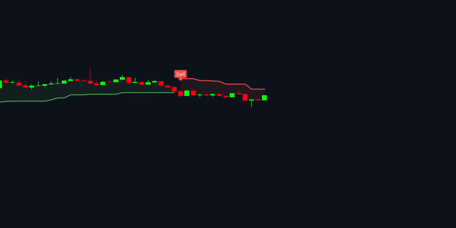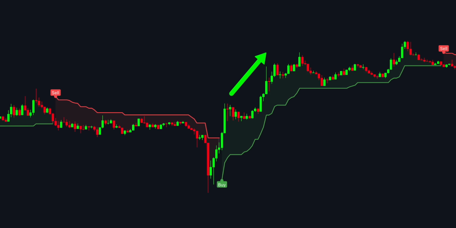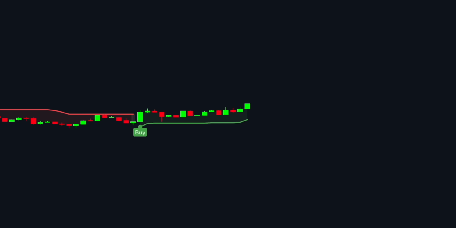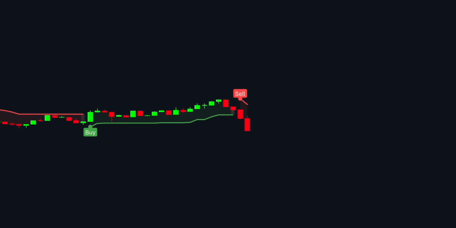Think of the Supertrend indicator as a line that moves with the price. This line changes color based on the direction of the trend. When the market is bullish, or prices are expected to increase, the Supertrend line is typically green. Conversely, when the market is bearish, or prices are expected to decrease, the line is typically red. The exciting part comes when the line changes color. This usually signifies that the trend may be about to change.